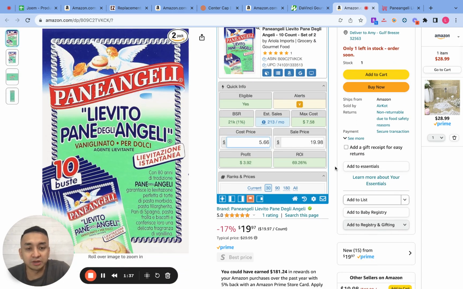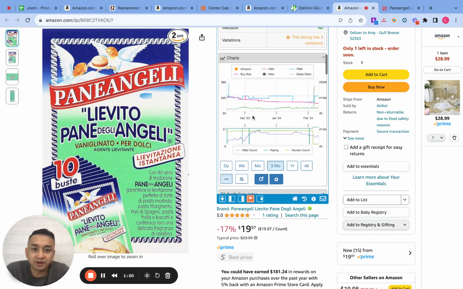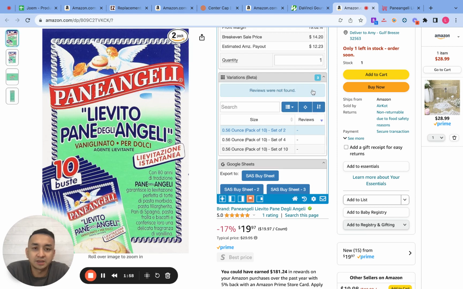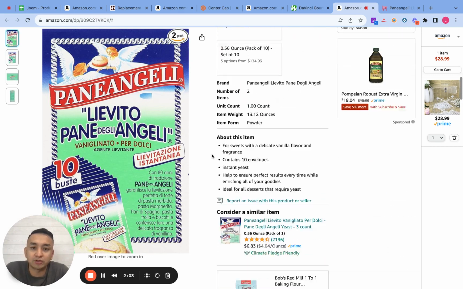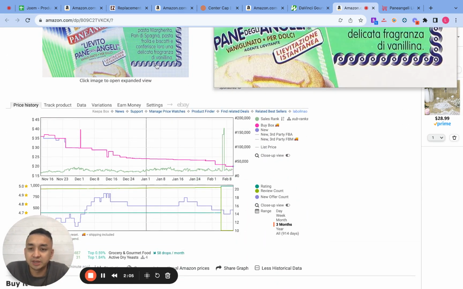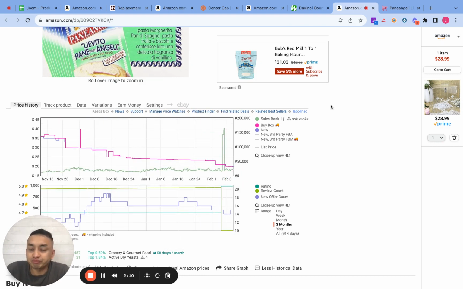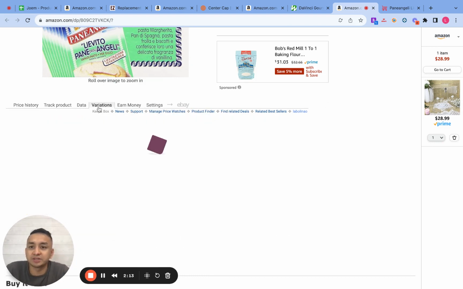And then from here you run your numbers. So this one is giving you a 70% ROI. It's selling 213 times a month, but the problem is it's a variation. So I would go down to the variations tab here in Seller Amp, pick the variation, and then click on check. Oh, yeah, this one is not working on Seller Amp, so I would go check out Keepa. On Keepa, you use the same feature, so I would go to variations.